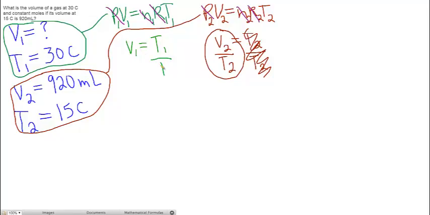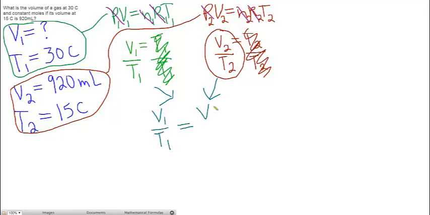We can divide both of them by temperature 1. Again, that crosses out temperature on the right side. Now I can blend these two together. I can take both of them and put them into the same equation equaling each other. So V1 over T1 equals V2 over T2. Bam. There's Charles' law.